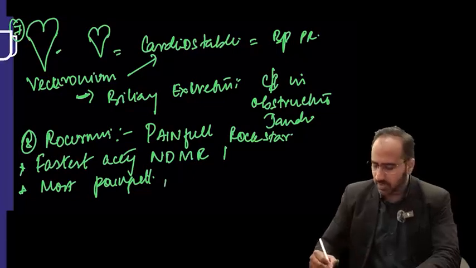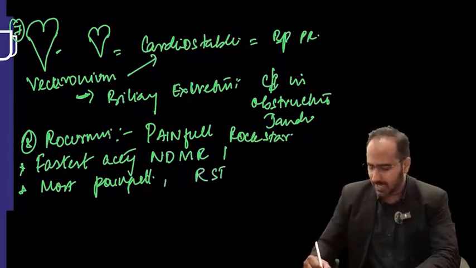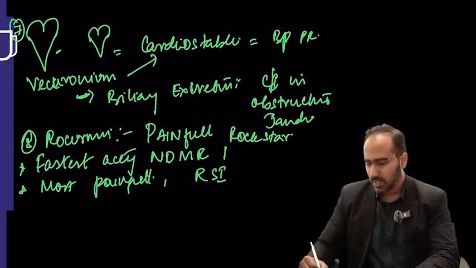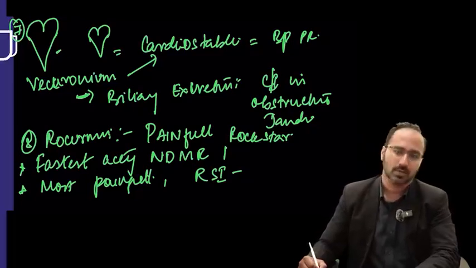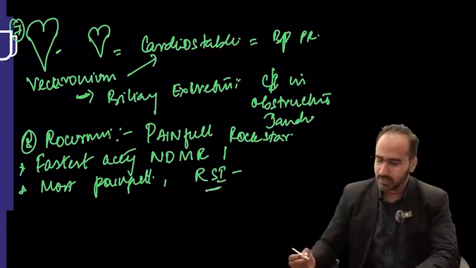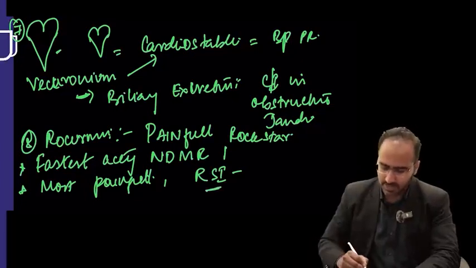This rocuronium is commonly used for RSI, rapid sequence induction. Normally in rapid sequence induction, you give a fast acting muscle relaxant called scoline. But if scoline is not available, you can also go with rocuronium. Rocuronium is commonly used for rapid sequence induction.